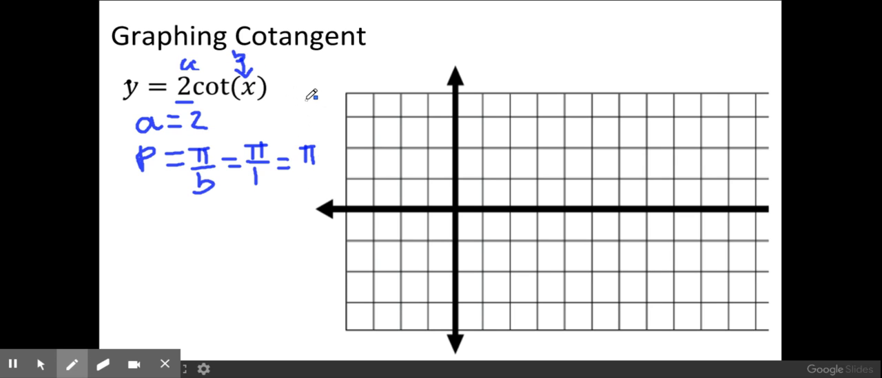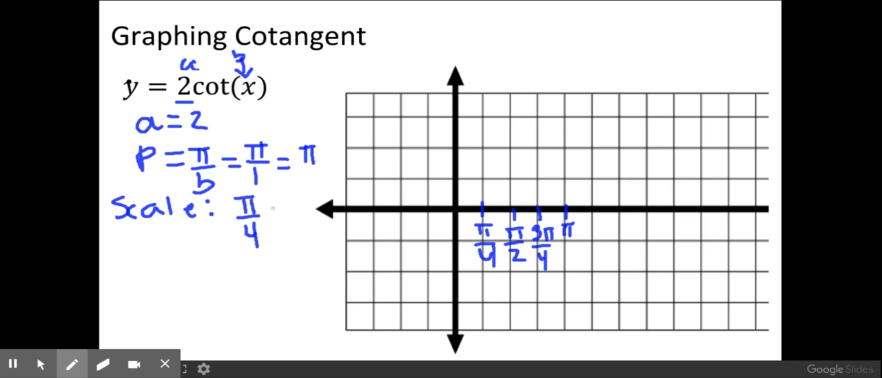So the next thing we're going to do is we need to get our scale for our x-axis, which is pi over 4, because we take whatever the period is and divide that by 4. So next, we are going to label the x-axis using that period. So we have pi over 4. Our next one is 2 pi over 4, which is pi over 2. Then we have 3 pi over 4. And 4 pi over 4 is pi.